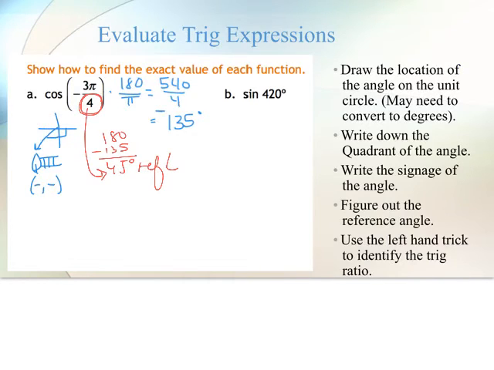So when I do my left-hand trick, I end up with 3 fingers, my bad, 2 fingers above my 45-degree finger on my hand, divided by 2, and because we're dealing with quadrant 3, my answer is going to be negative square root of 2 over 2. If you have questions on how to do the left-hand trick, there's a video on that. Feel free to go back and watch it to help out. So let's take a look at the next example.